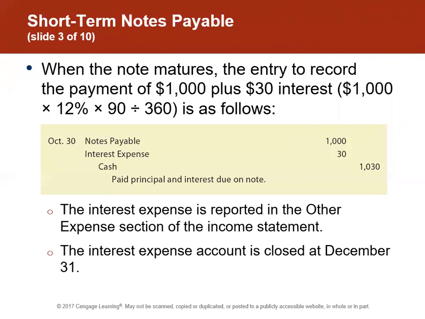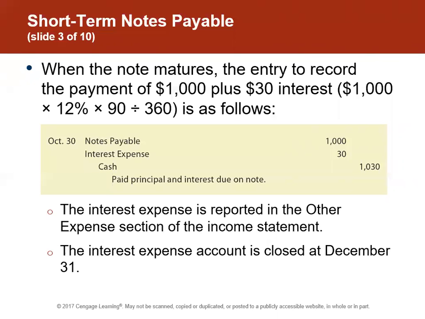Okay. So notes payable gets debited $1,000 since we're paying it off, we're clearing off that debt. Interest expense gets charged the debit of $30. So interest expense is just like any other expense account. And then cash gets credited for the principal plus the interest. Okay. So again, the difference between a note receivable and a note payable is that we're paying it. So interest becomes an expense to us, and cash is going out the door.